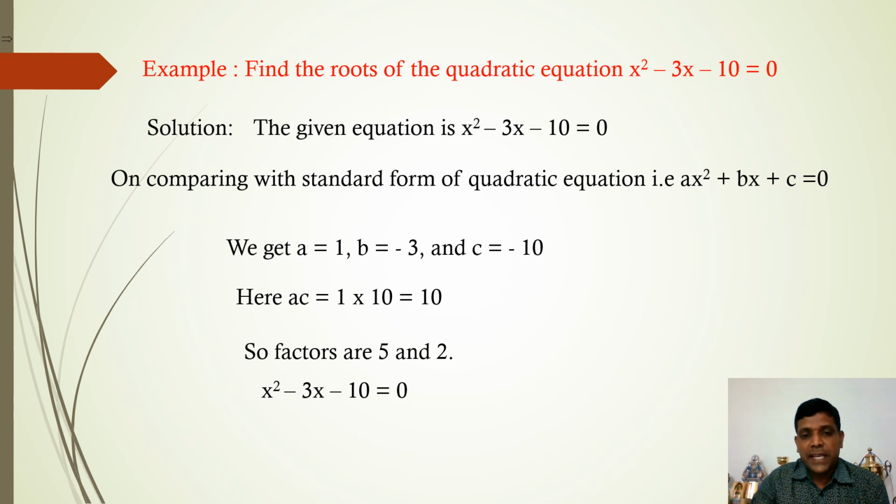So what is the value of AC? Here A value is 1 and C is minus 10, but we have to take positive values. What is the product of A and C? 1 and 10. So 1 into 10 is equal to 10. What are the factors of 10? 5 twos are 10, 2 fives are 10. So factors are 5 and 2. Now the given equation x square minus 3x minus 10 equals 0.